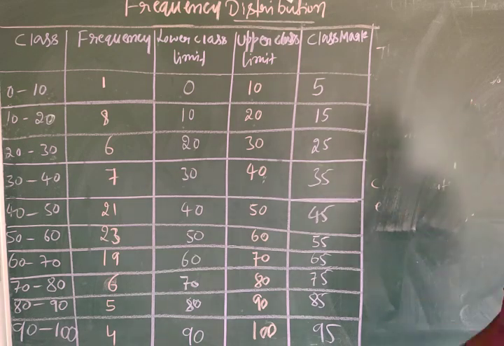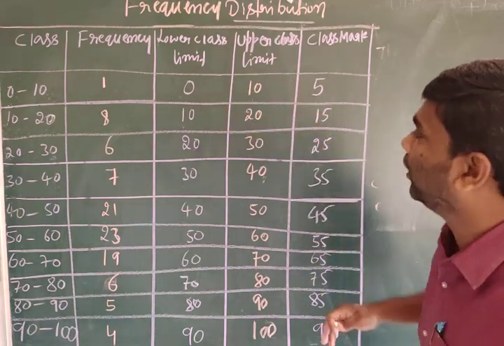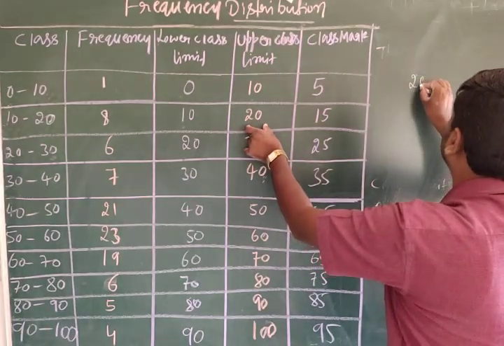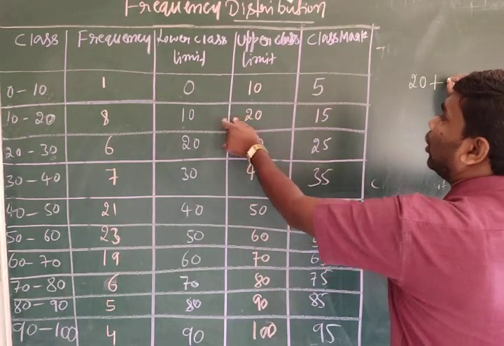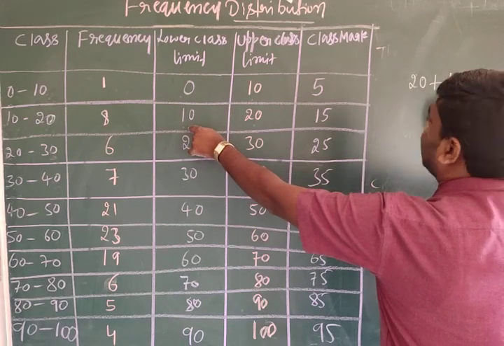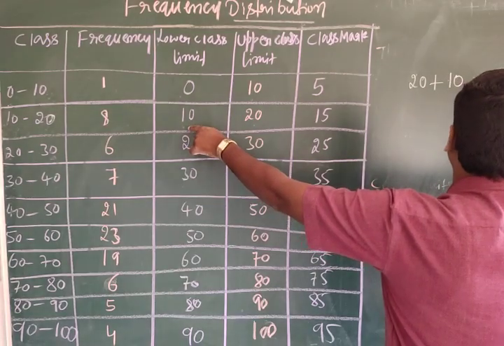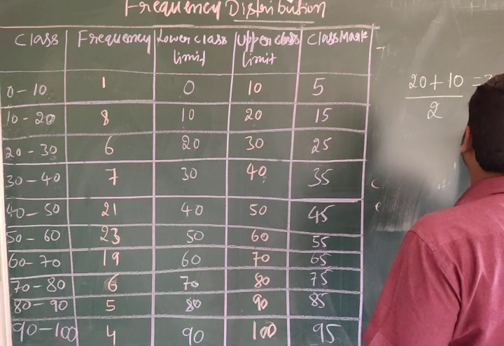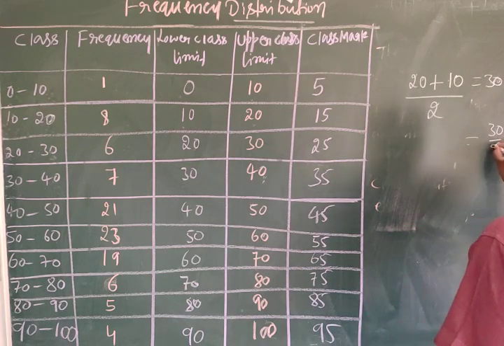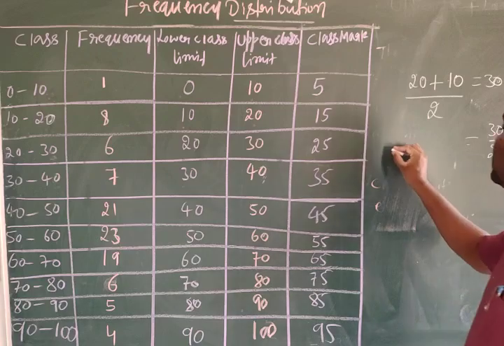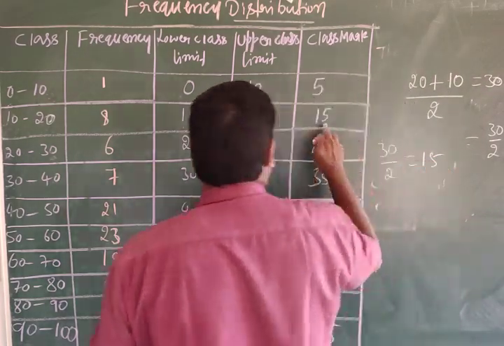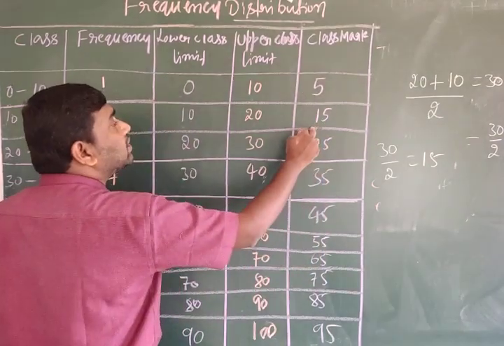This is the difference between upper class and lower class. For example, here upper class is 20 plus lower class is 10 equals 30, divided by 2. How much will it be? 30 divided by 2, that is 15. You can observe here, this is the class mark.